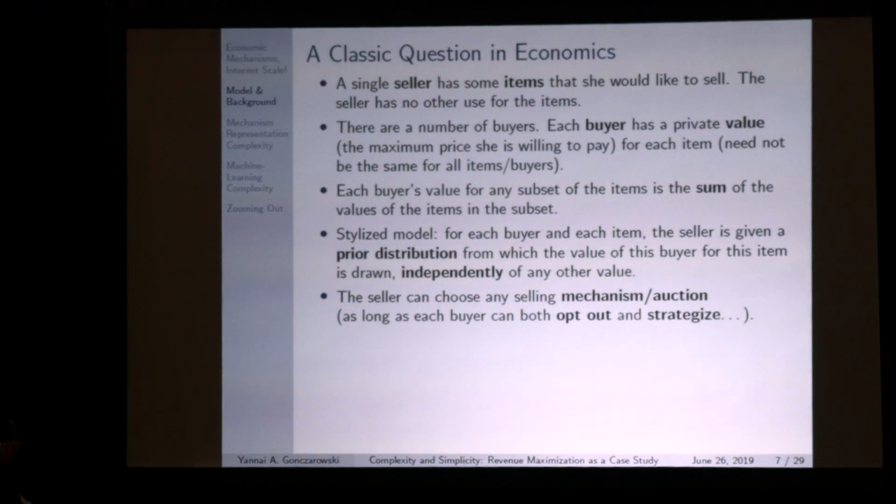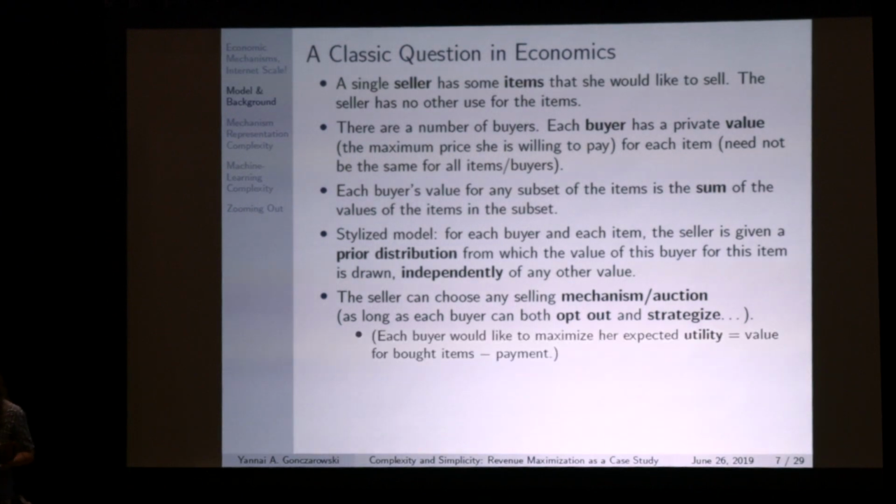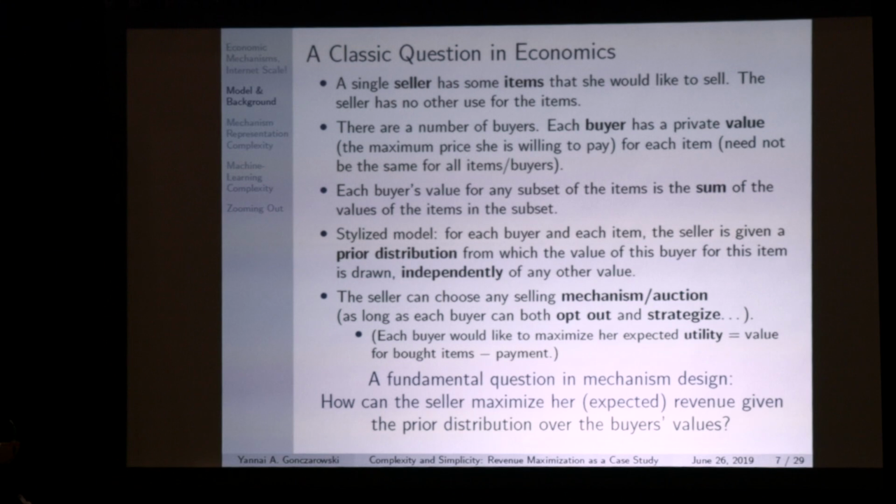And the seller will be able to choose and commit to any selling mechanism or auction, obviously having to take into account that the buyer can strategize and can opt out. And the buyer is going to make these decisions to maximize her expected utility, which is the value for the bought items minus the payment. And a decade-old fundamental question in mechanism design is how can the seller maximize her expected revenue, expected over the given prior distributions over the buyers' values.